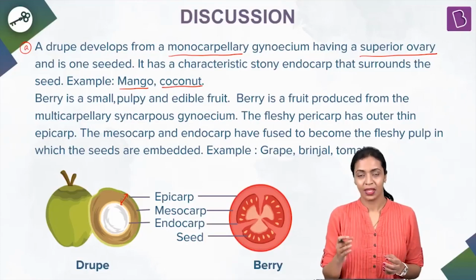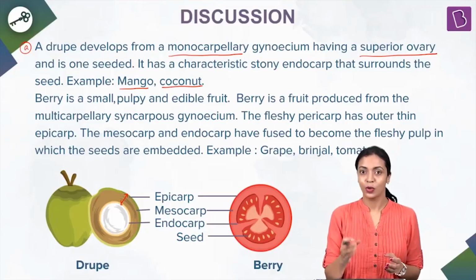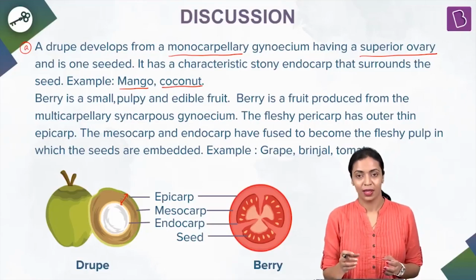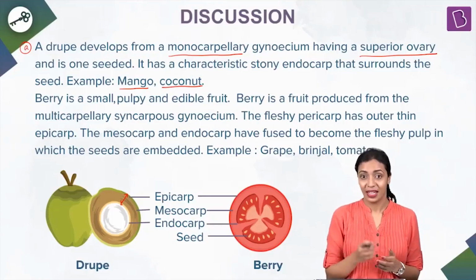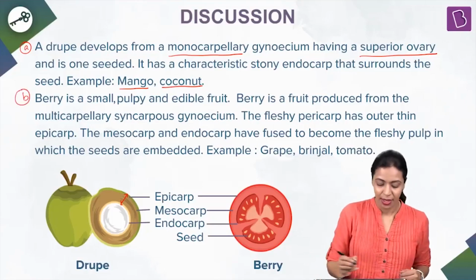leathery in structure, right? So inside this epicarp, you can find a fibrous mesocarp. Now inside the mesocarp, you can find a very hard and stony endocarp. So the second option in this question was berry.